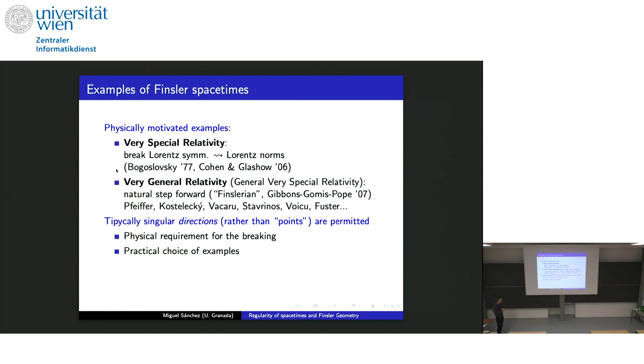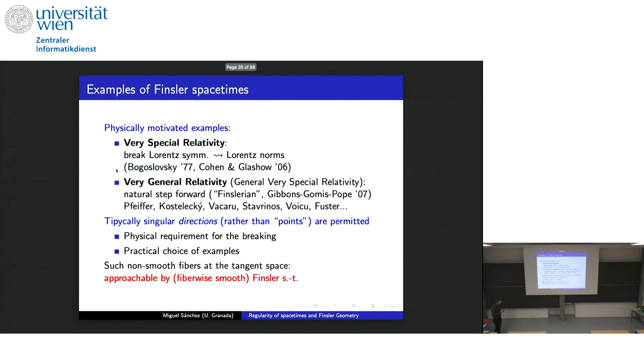And the Finslerian elements here were identified by Gibbons, Gomis, and Pope, and later studied by a lot of researchers. Typically here singular directions appear, and it is not so important the singular points in the manifold, but the singular directions. These singular directions appear essentially for two reasons. One, because it's a physical requirement for the picking of the symmetry. And second, because of some practical choice of examples. I would like to emphasize that such non-smooth fibers in the tangent space typically can be approached by fiberwise smooth Finsler spacetimes.